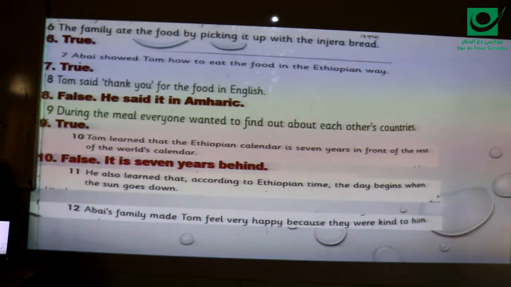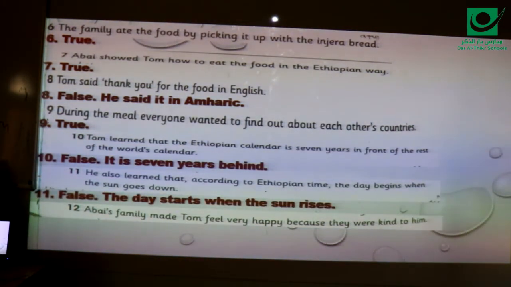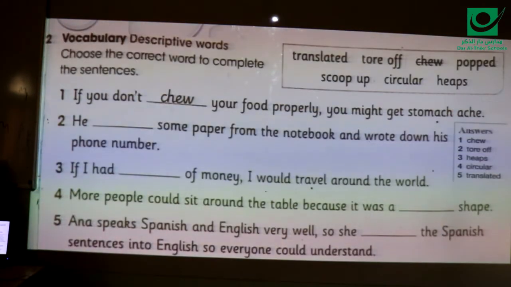Number eleven, he also learned that according to Ethiopian time, the day begins when the sun goes down. No, when the sun rises. And the last one, Abai's family made Tom feel very welcome because they were kind to him. True.